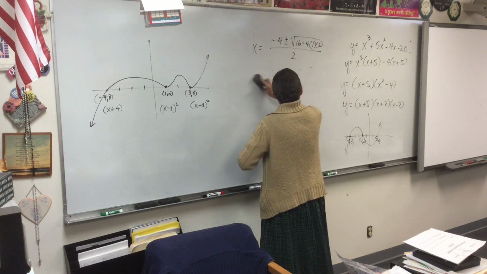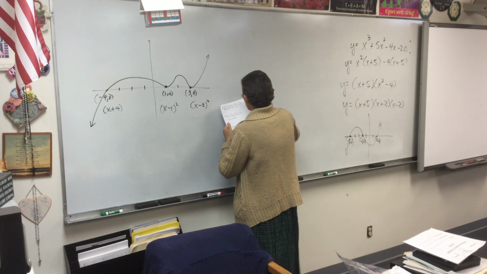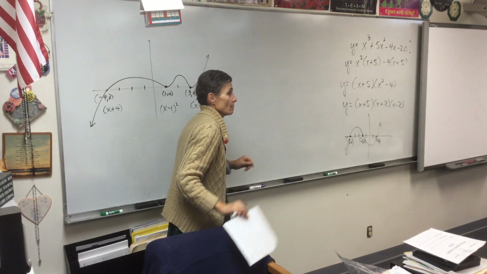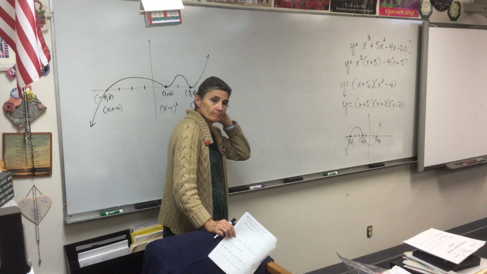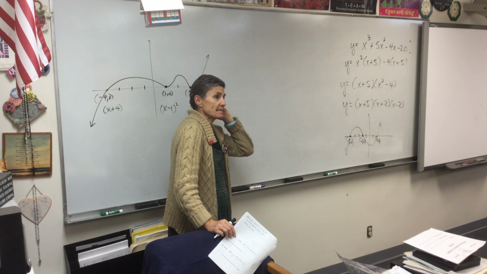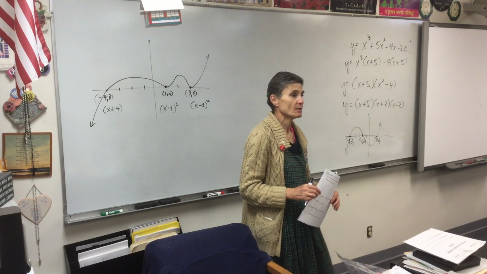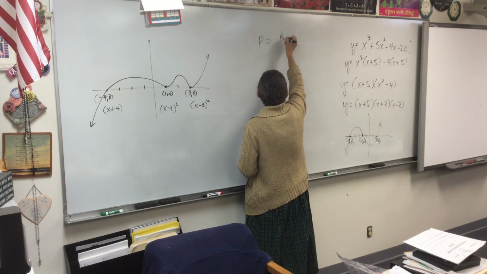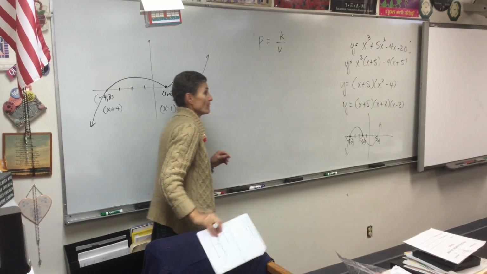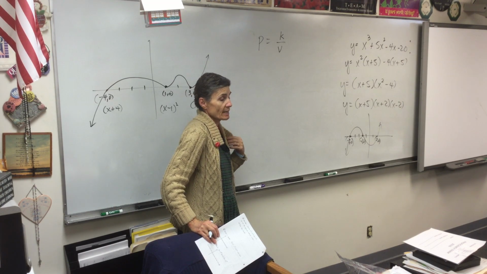Number 8. Pressure varies inversely as volume. I need an equation to get started. Is it P equals KV or P equals K over V? Inversely, so it's over. P equals K over V. Pressure varies inversely as volume. P equals K over V.